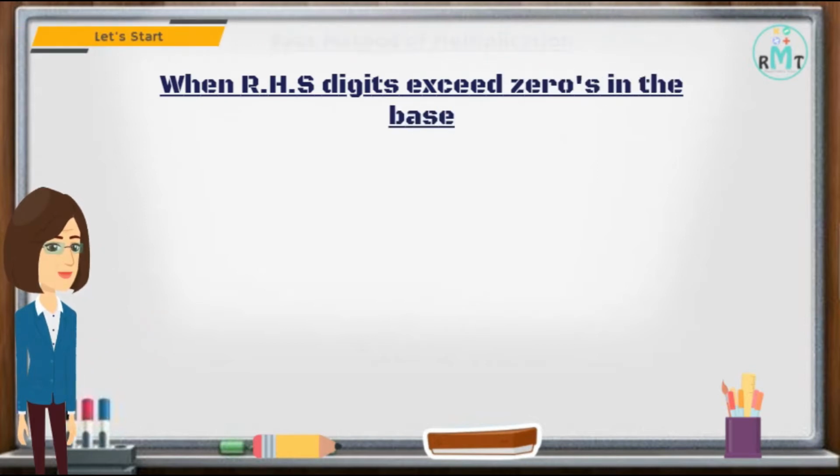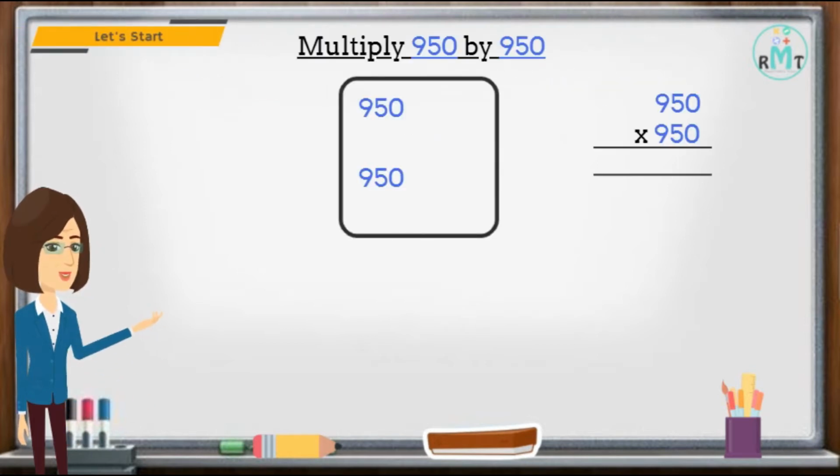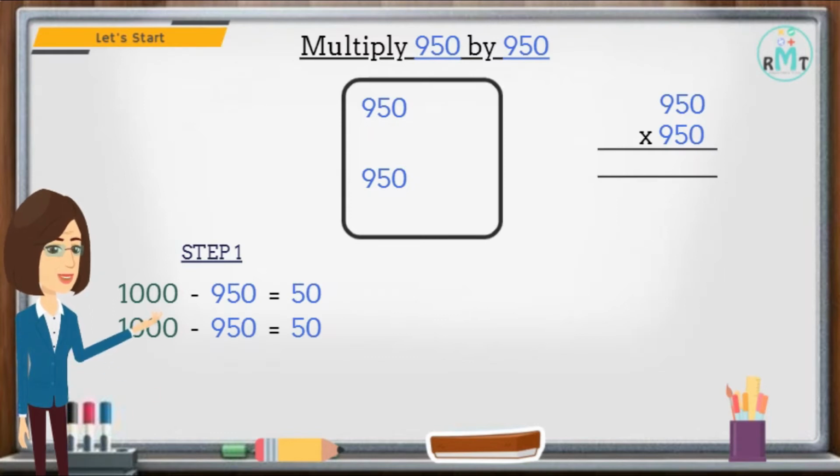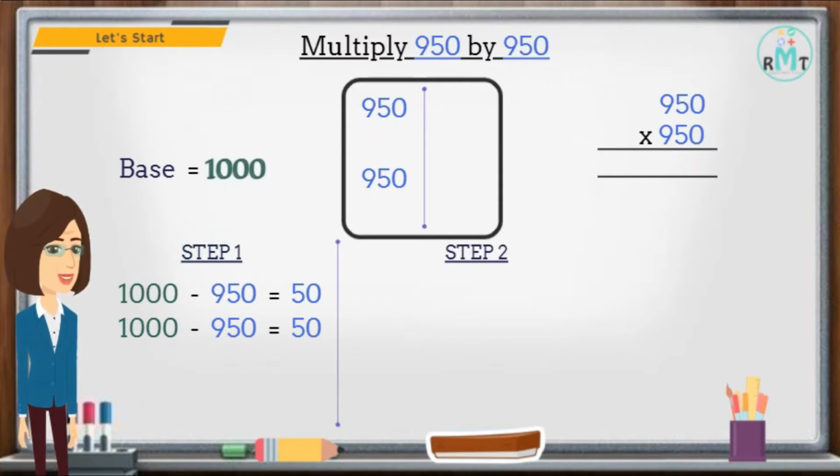Let's start. Multiply 950 with 950. Step 1. First we have to select the base. Since both the numbers are closer to 1000, our base is 1000. Step 2. Subtract 950 from the base number, which is 1000.